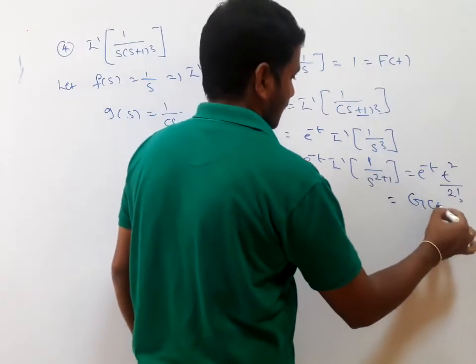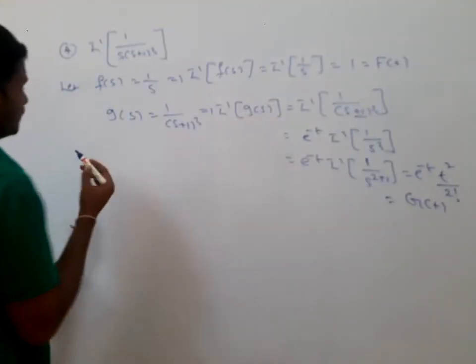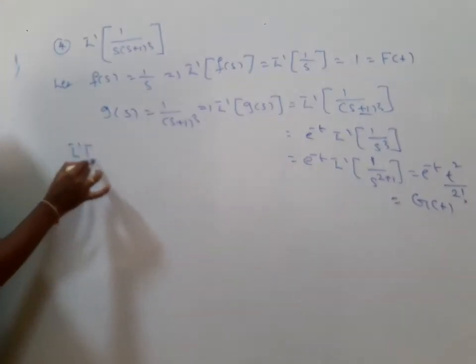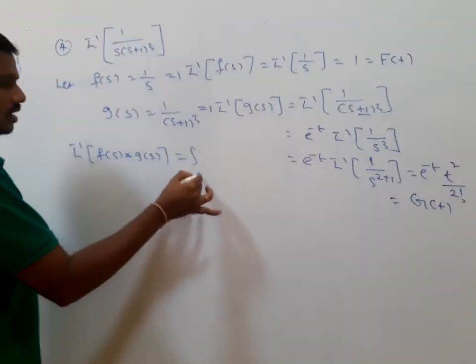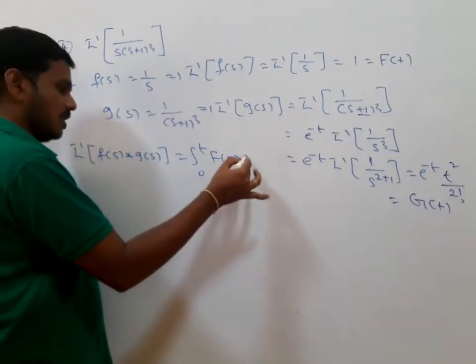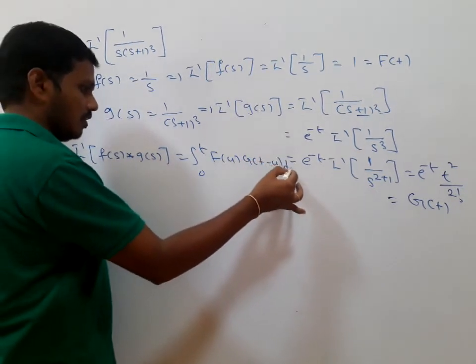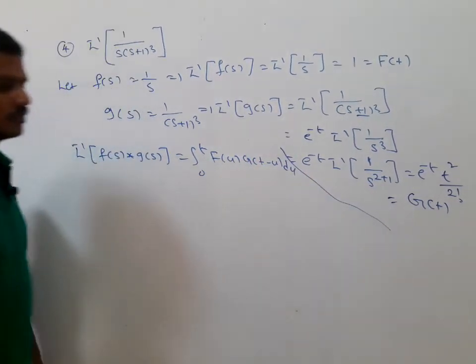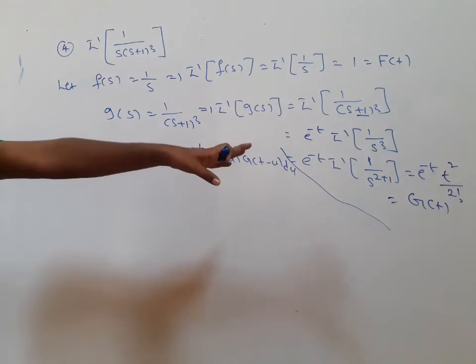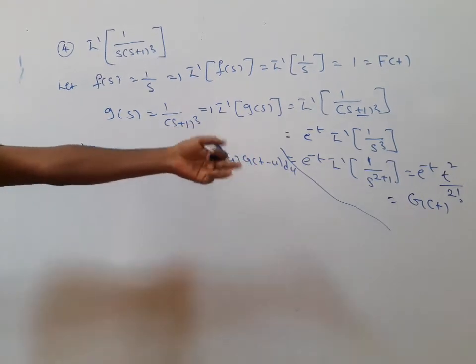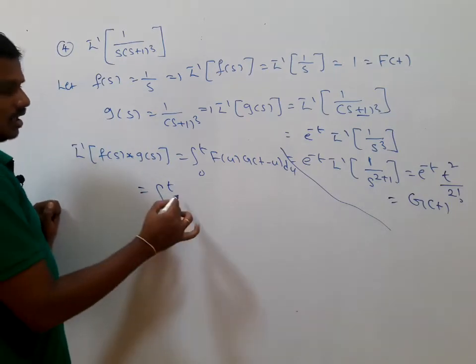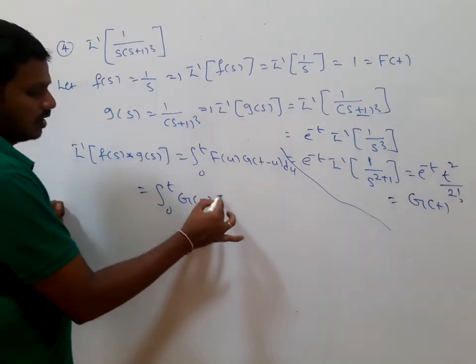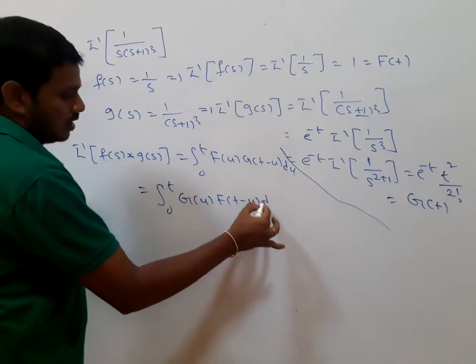This is your g of t. Now, by using the convolution theorem, f of s into g of s is equal to integral 0 to t f of u g of t minus u du. Here also same case, right? Yes, if you take e to the power of t minus u whole square by 2 factorial, better to try it. This can be written as integral 0 to t g of u f of t minus u du.